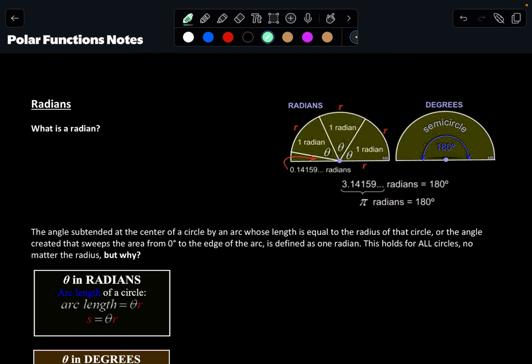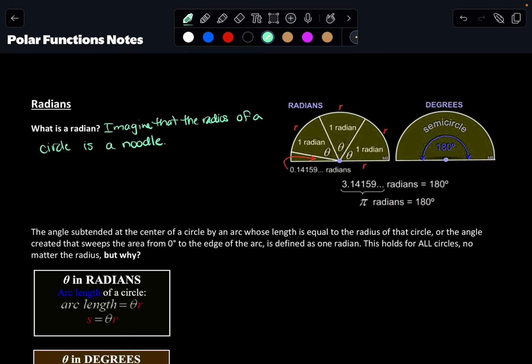What is a radian? This gets lost. We go between degrees and radians, but people just usually work with radians without actually understanding what it is. So imagine that the radius of a circle is a noodle. So the radius of a circle is a straight line from the center to the edge of that circle.